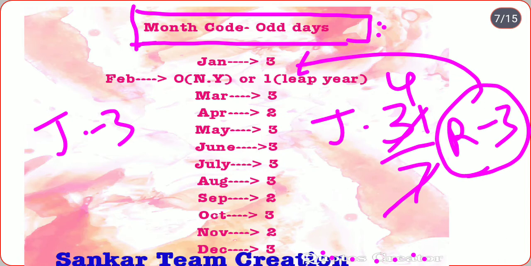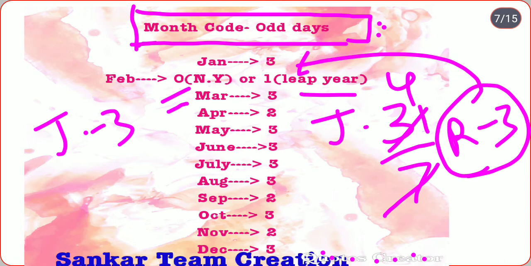Again February, normal year is equal to 0. Normal year, ordinary year, February month has 28 days. In a leap year, February month has 29 days, that is 366 days in a leap year. So understand, leap year means February month odd days is equal to 1. Ordinary year, February month is equal to 0. Are you understanding?